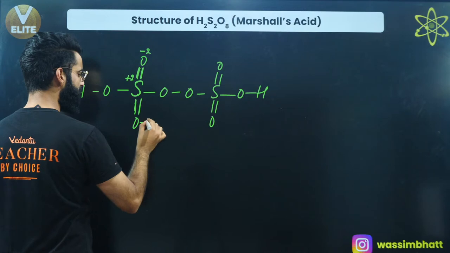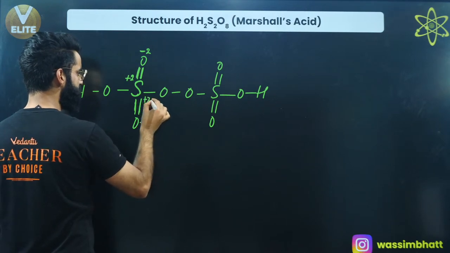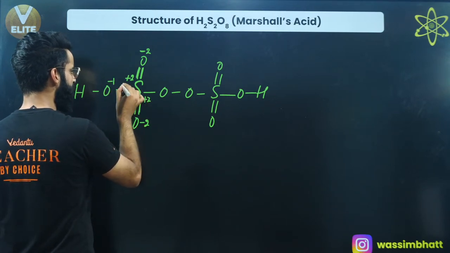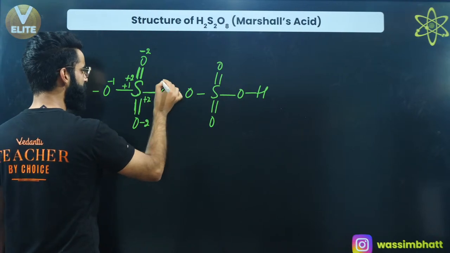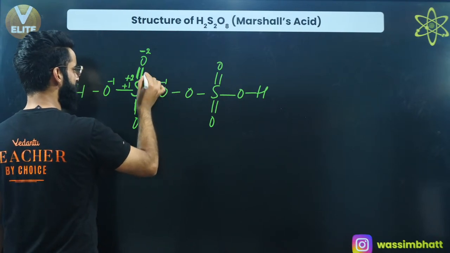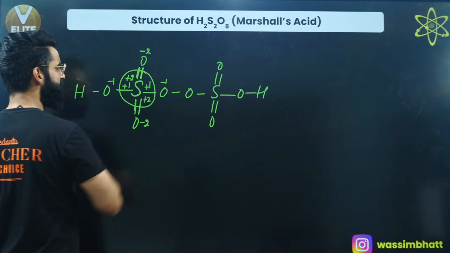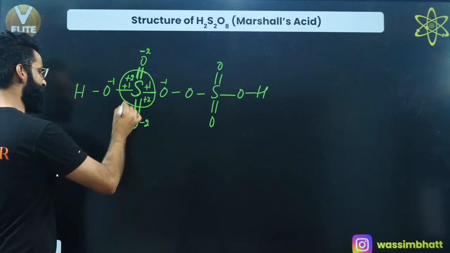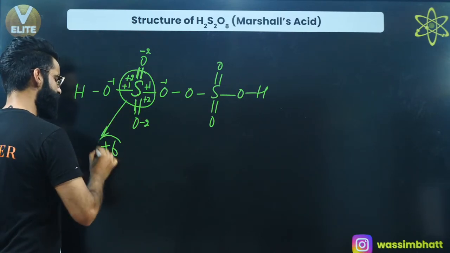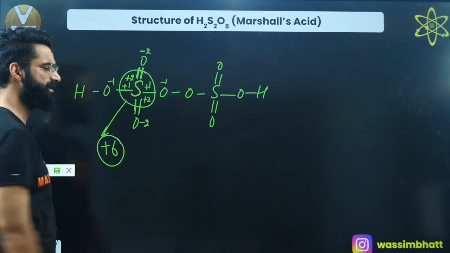Due to this double bond, this will carry minus 2. This will carry plus 2. Due to this single bond, it's going to be minus 1. This is going to be plus 1. Due to this single bond, it's going to be minus 1. This is going to be plus 1. If I ask you, what is the net charge present on this sulfur right here? You'll say the net charge on this sulfur is plus 6. So plus 6 is the oxidation state of this sulfur.